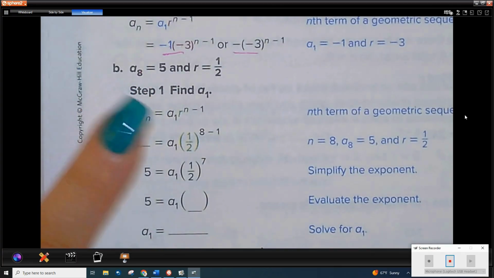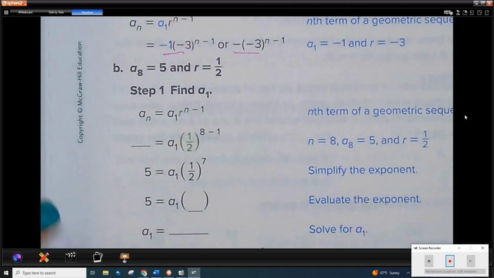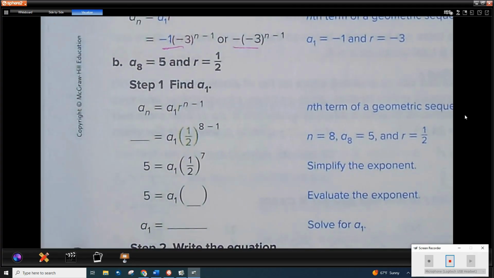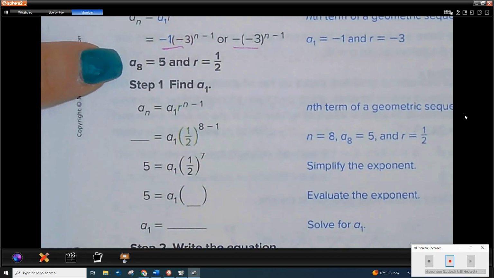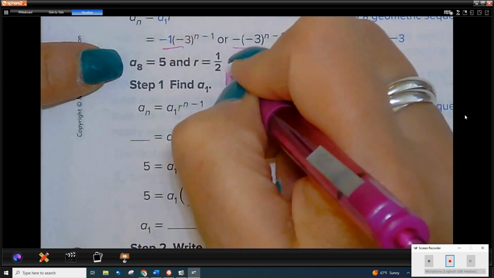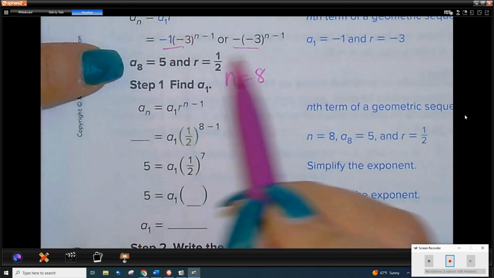This is a different problem. Okay, that was all A. This is B. Find A1. Sorry. A8 is 5. So our n is 8. That's 5. Our rate is 1/2.